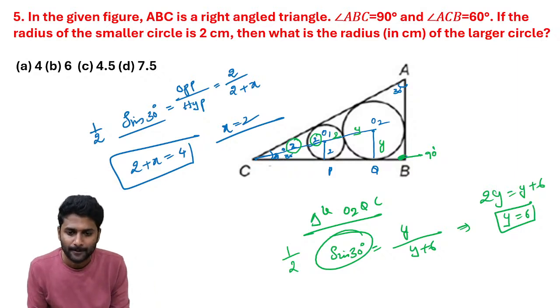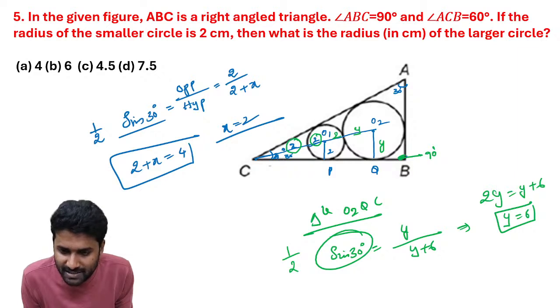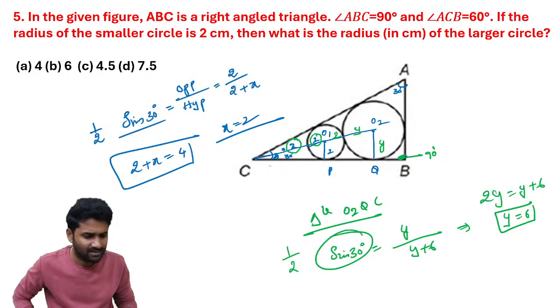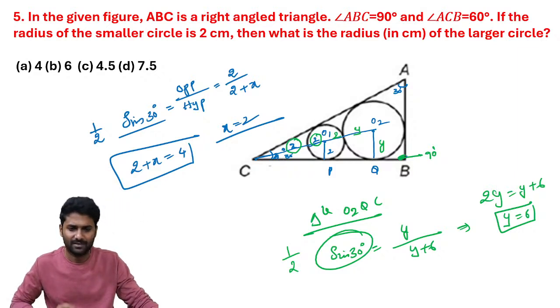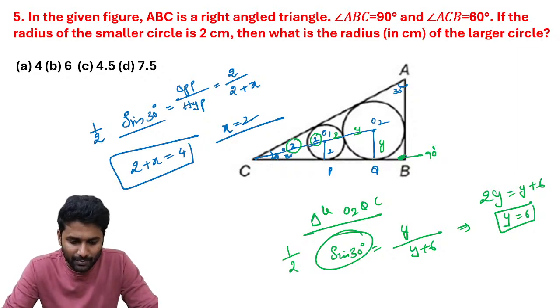Let me check again. y plus 2 plus 2 plus 6, okay. 1 by 2, then 2y is equal to y plus 6. If you subtract, 2y minus y is equal to 6, then y is equal to 6. That's not 4 centimeters. Verify once. Sin theta is all about, sorry, opposite by hypotenuse. Please let me know in the comments.